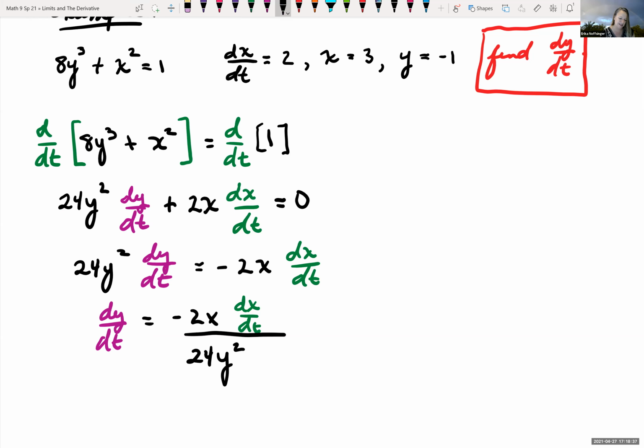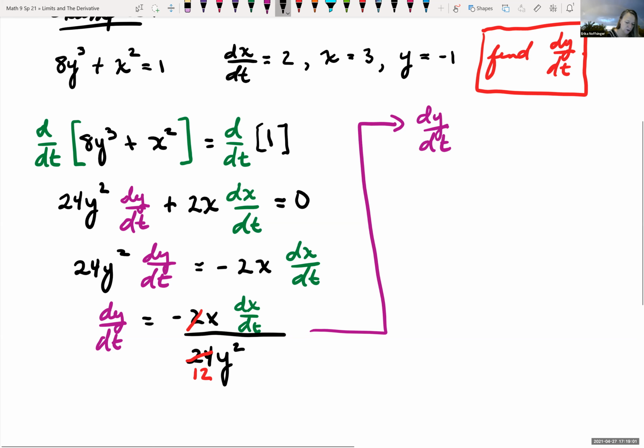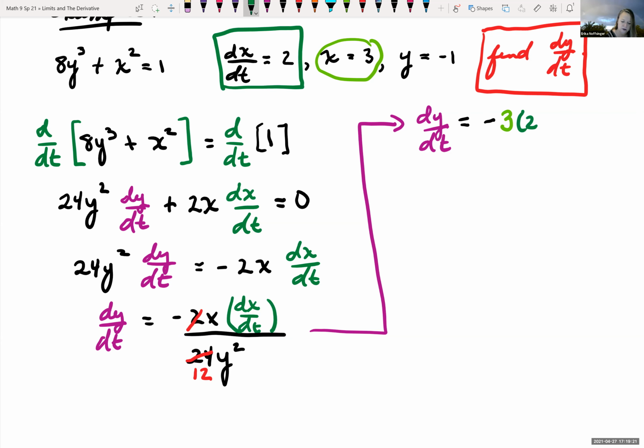I notice there's a little bit that simplifies. 2 and 24 both have 2 in common. So 2 goes into itself once, so we're left with a negative x dx/dt, and 2 goes into 24 12 times. So let's go back up here and plug in what we know. We have dy/dt is equal to a negative x. Well, x in our case is equal to 3. So negative 3 times this dx/dt. Well, dx/dt we're given is 2, divided by our 12 times y squared, but y we're given is negative 1. So negative 1 squared.